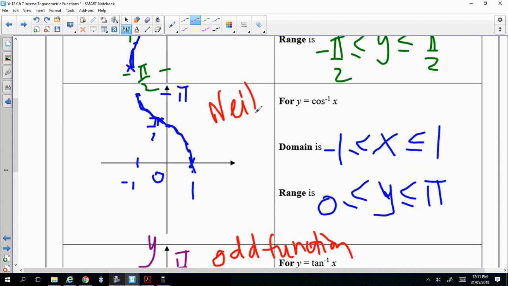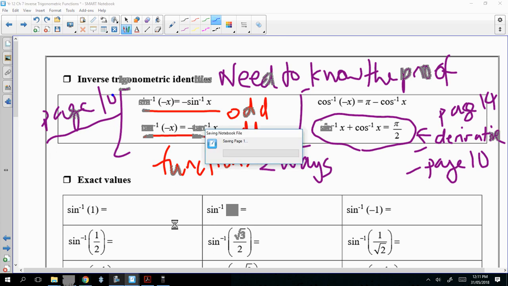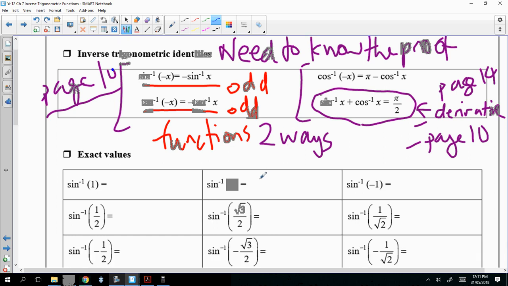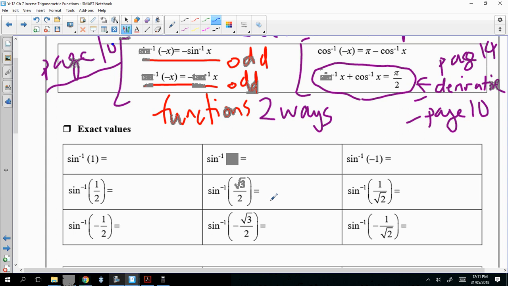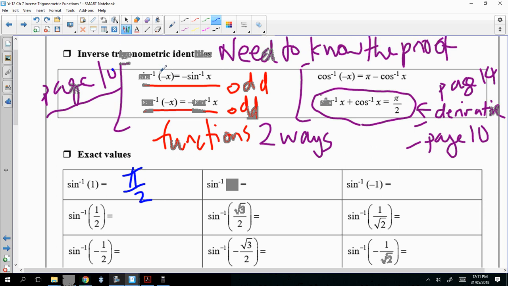What else are there? These are the identities that will tell us about the graph. And then we have these exact values, which I recommend you memorize. If not, then you need to know how to do it with the calculator. But if you memorize them, that will help you in the long term. So sine inverse of 1 is π/2. Now, using this rule, sine inverse of a negative becomes negative sine inverse. So if I know this is π/2, I know that must be -π/2, using the symmetry of odd functions, right? So sine inverse of 1 is π/2. With an extra minus, you just put a minus there with the same values.